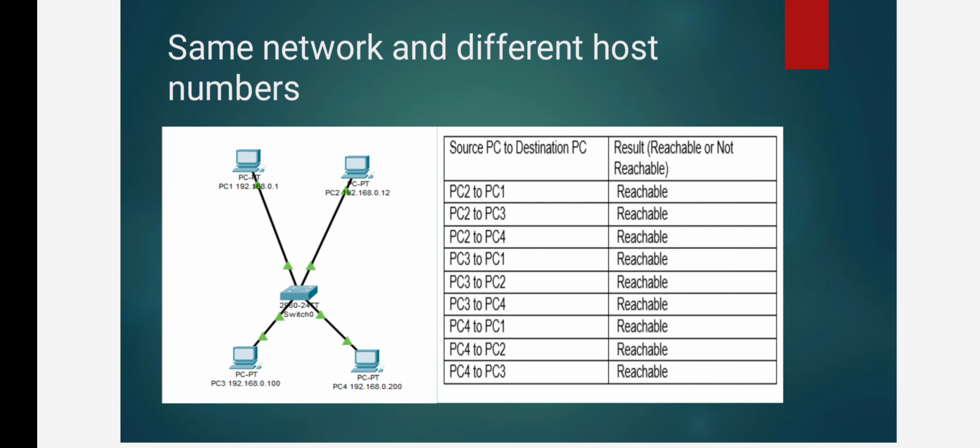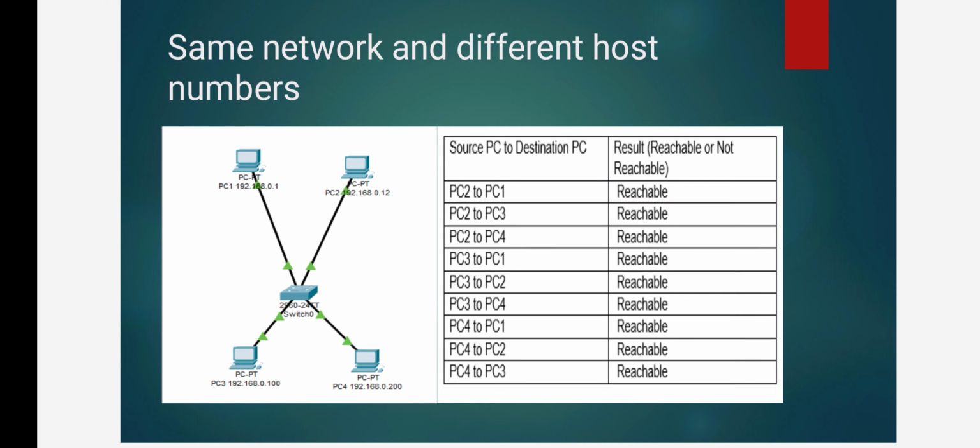Next, laboratory 2, we have same network and different host numbers. PC1 has the IP address of 192.168.0.12, and PC2 is 192.168.0.1. PC2 and PC1 are reachable. Why? Because PC1 and PC2 have the same network parts. You get that? If you get that, we will go on to the next one.